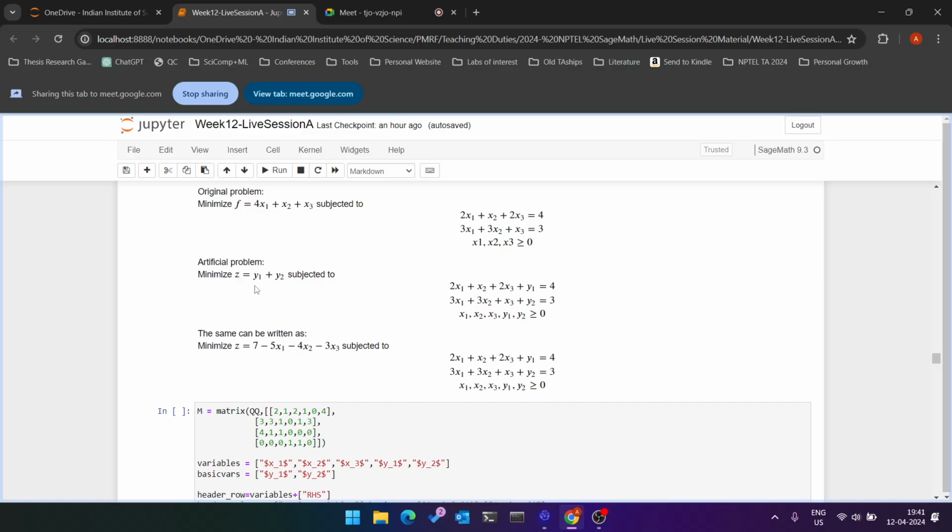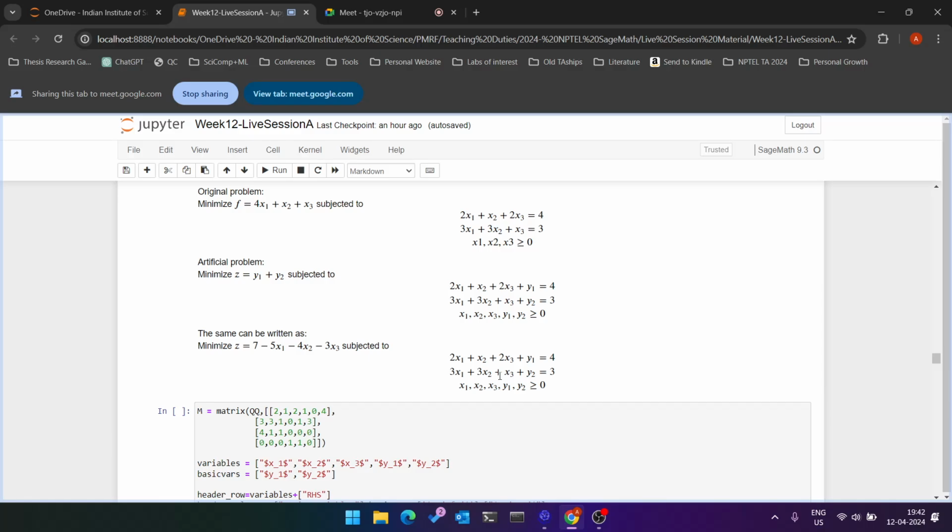Now what we do is we basically move around y1 and y2, write y1 and y2 in terms of the other variables, which are x1, x2, x3, and then write down our objective function for the artificial problem. So it's 7 minus 5x1 minus 4x2 minus 3x3, subject to this.